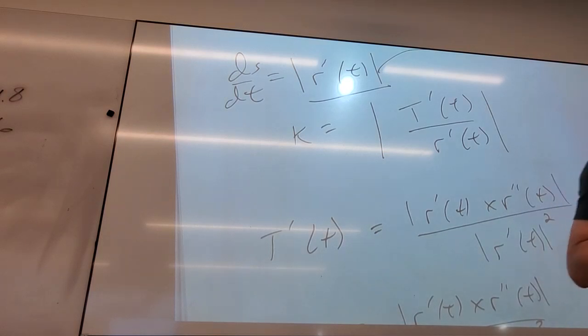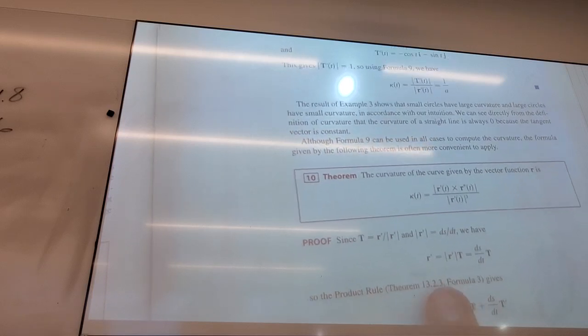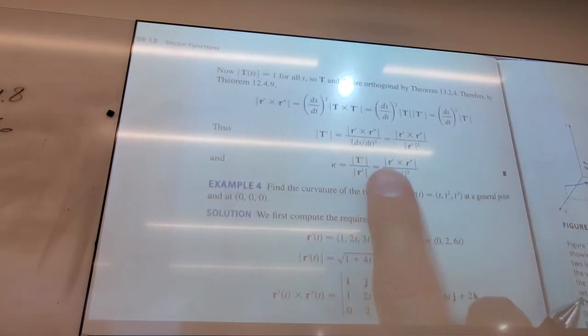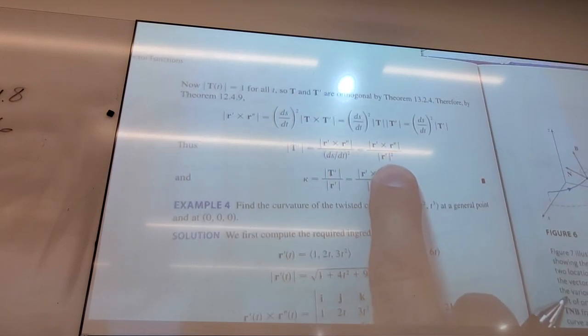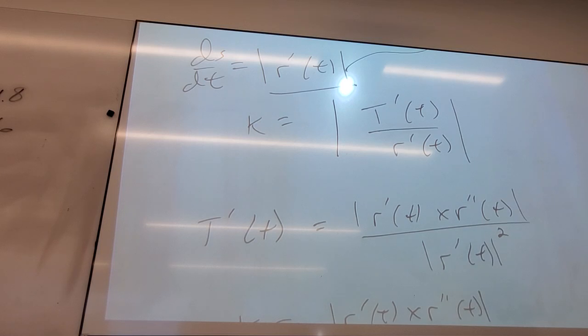So let's do an example. I could step through all the steps. There's a little proof at the bottom where they end up with T prime equals this business. I don't think the steps of the proof are very generally illuminating.